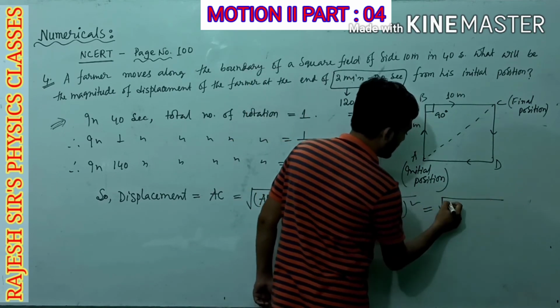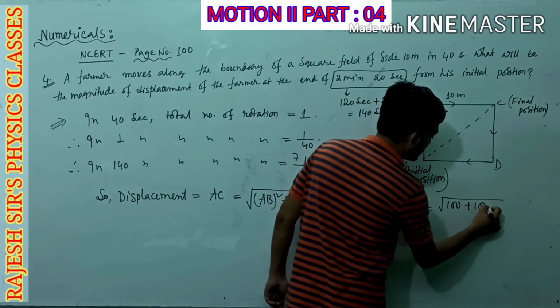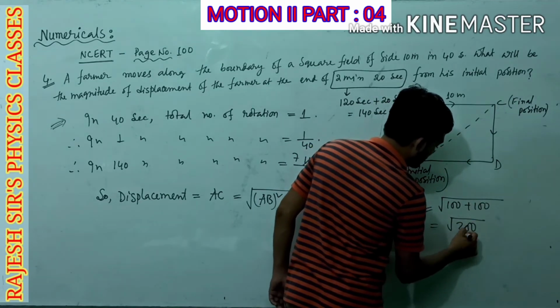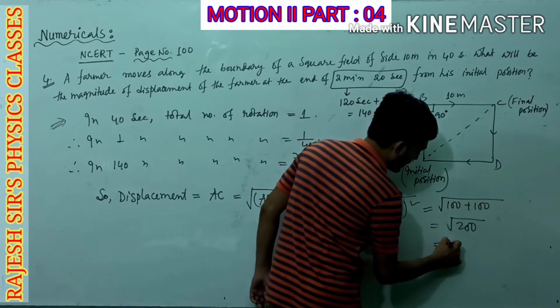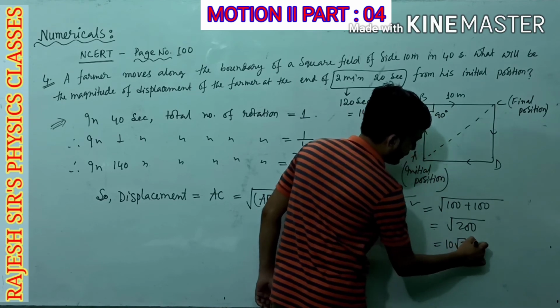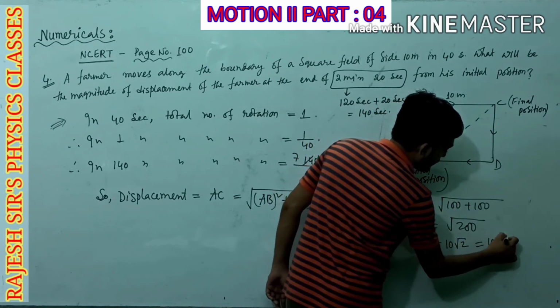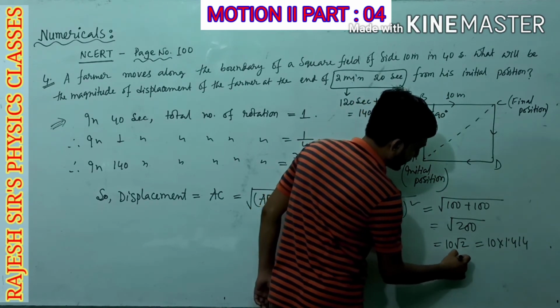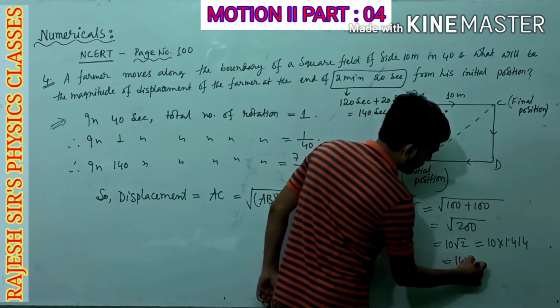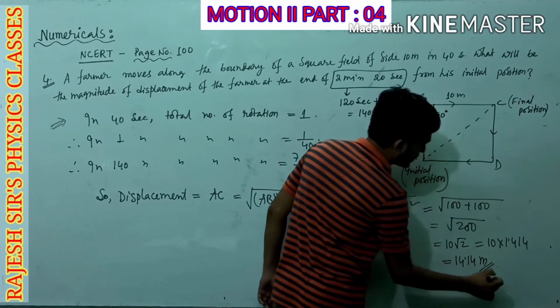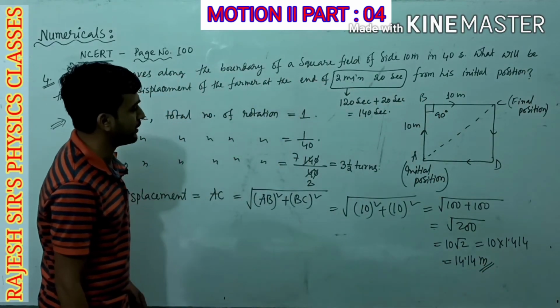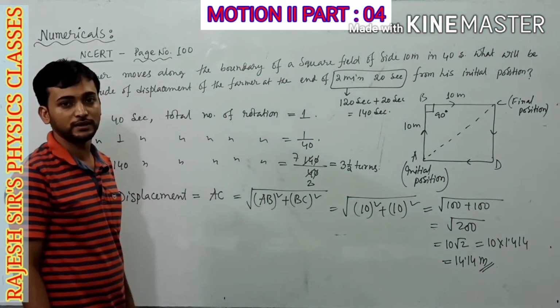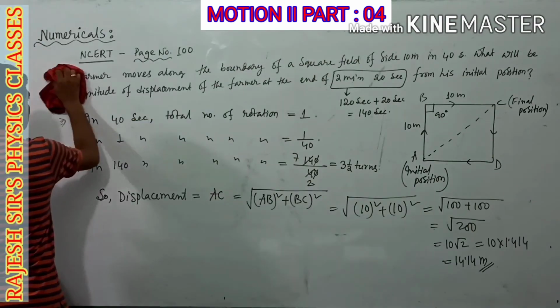So we will get 100 plus 100, it will be 200. From here what we will get? 10 root 2, and the value of root 2 is 1.414. So after calculation we will get 14.14 meter. So this is the displacement of the farmer at the end of 2 minutes 20 seconds.